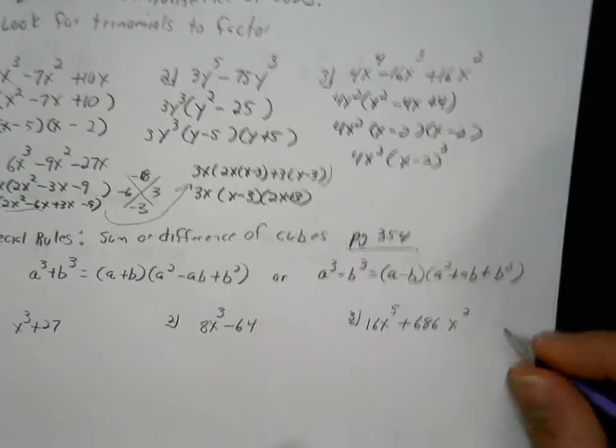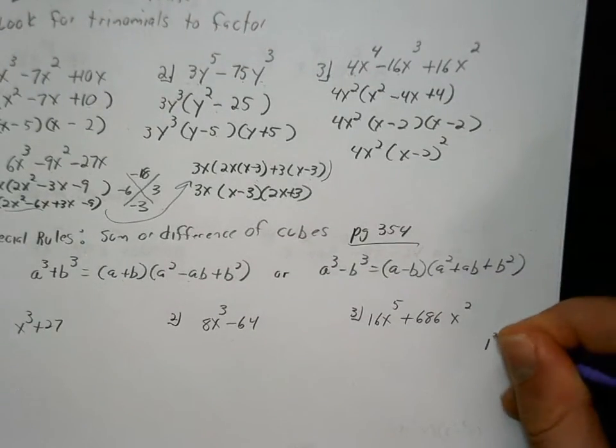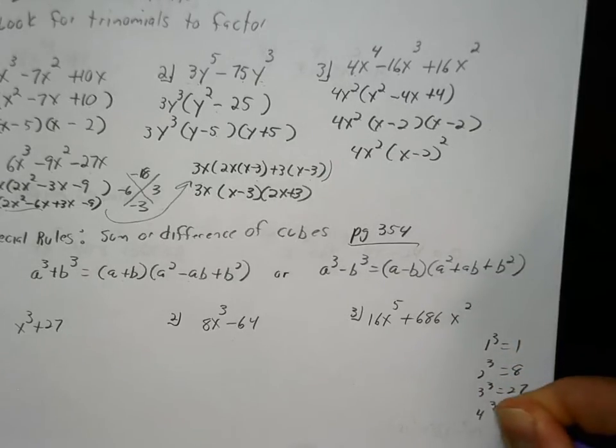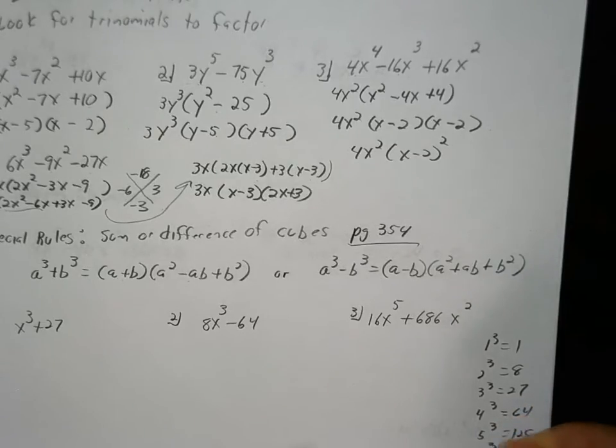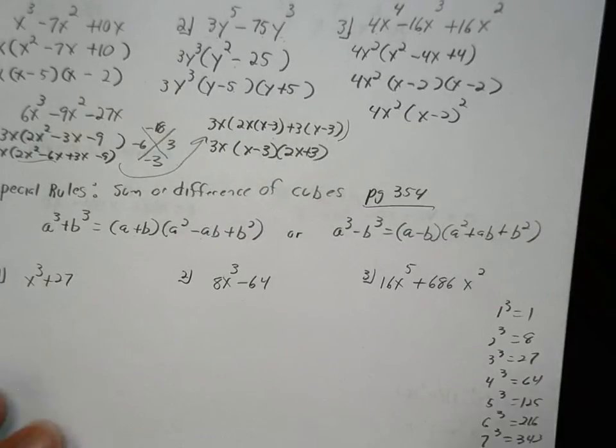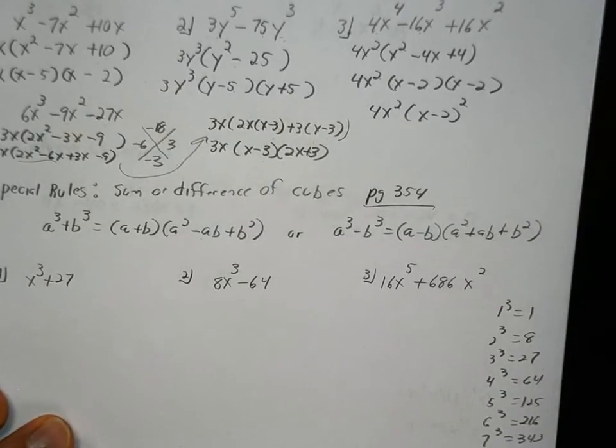We should maybe write them on the side. I'll write them on the side. Four cubed is 64. 5 cubed is 125. 6 cubed is 216. 7 cubed is 343. And we could keep going. But we should recognize those numbers.